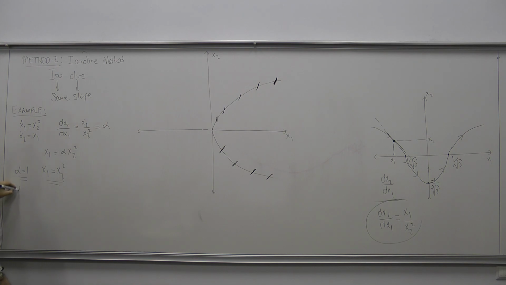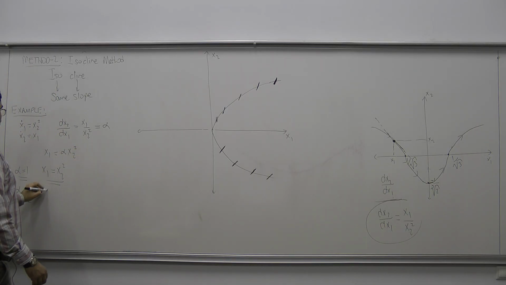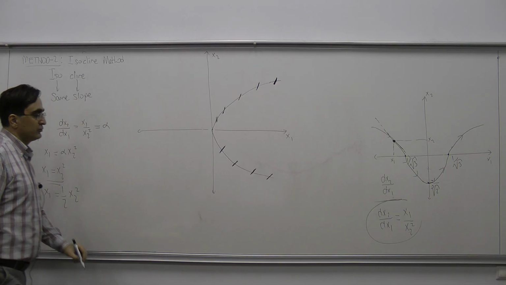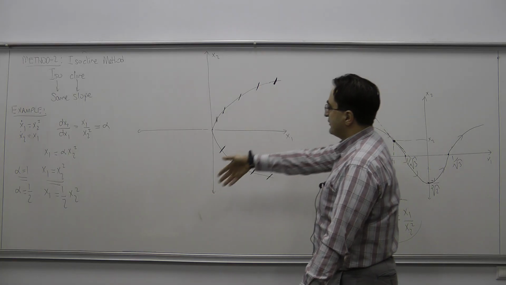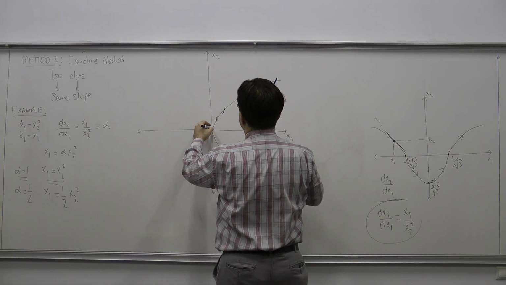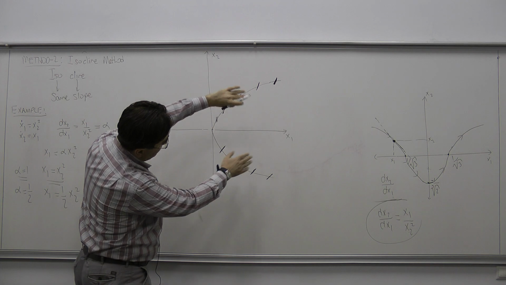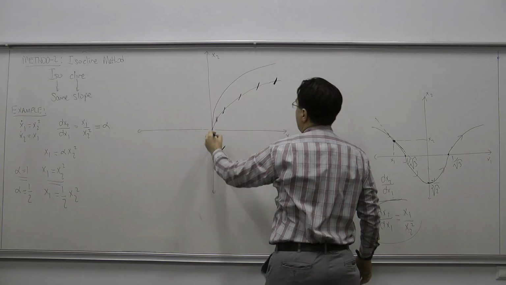Now let me try another alpha. Alpha equals 1 over 2. In that case, the curve on which this slope is achieved is x1 equals 1 over 2 x2 squared. So you see that this is another parabola, and in this case, this parabola is going to be divided by 2. When I look at it, it's going to look like a parabola, and I will divide it by 2. So I would have a parabola like this.